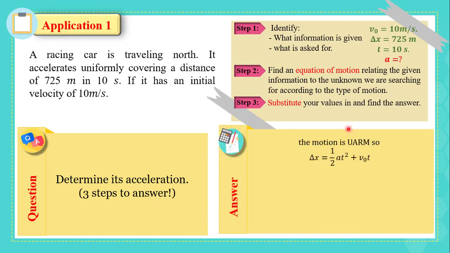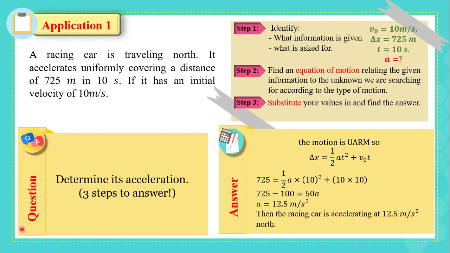Actually, the motion of the car is a uniform accelerated rectilinear motion. So, the best equation to use is delta x equal half at squared plus v0t. Since you have delta x, you have t, and you have v0, and you are only asked to calculate a. After substituting the values and performing the correct calculation, you will obtain that a is equal to 12.5 meters per second squared. Then the racing car is accelerating at 12.5 meters per second squared north.